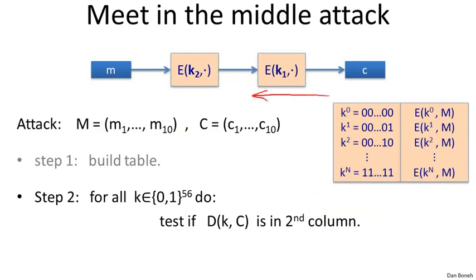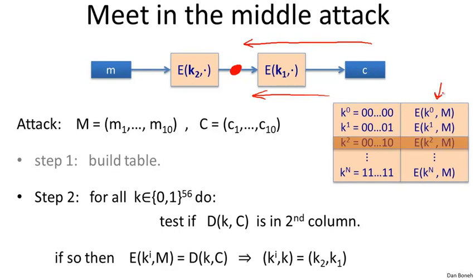in the reverse direction with all possible keys k. Essentially, we compute the decryption of C under all possible keys k1. Okay, so now for each potential decryption, remember the table holds all possible values at the midpoint. So then for each possible decryption, we check, hey, is the decryption in the table, in the second column of the table? If it is in the table, then aha, we found a match.